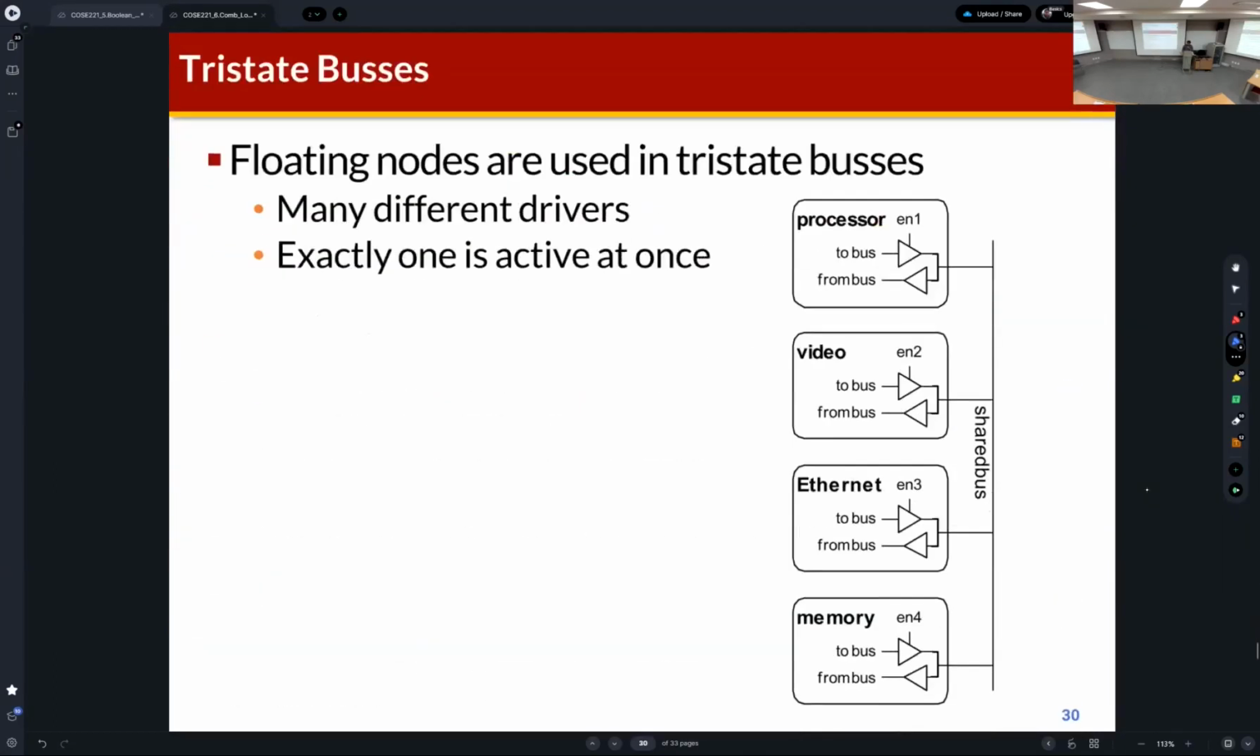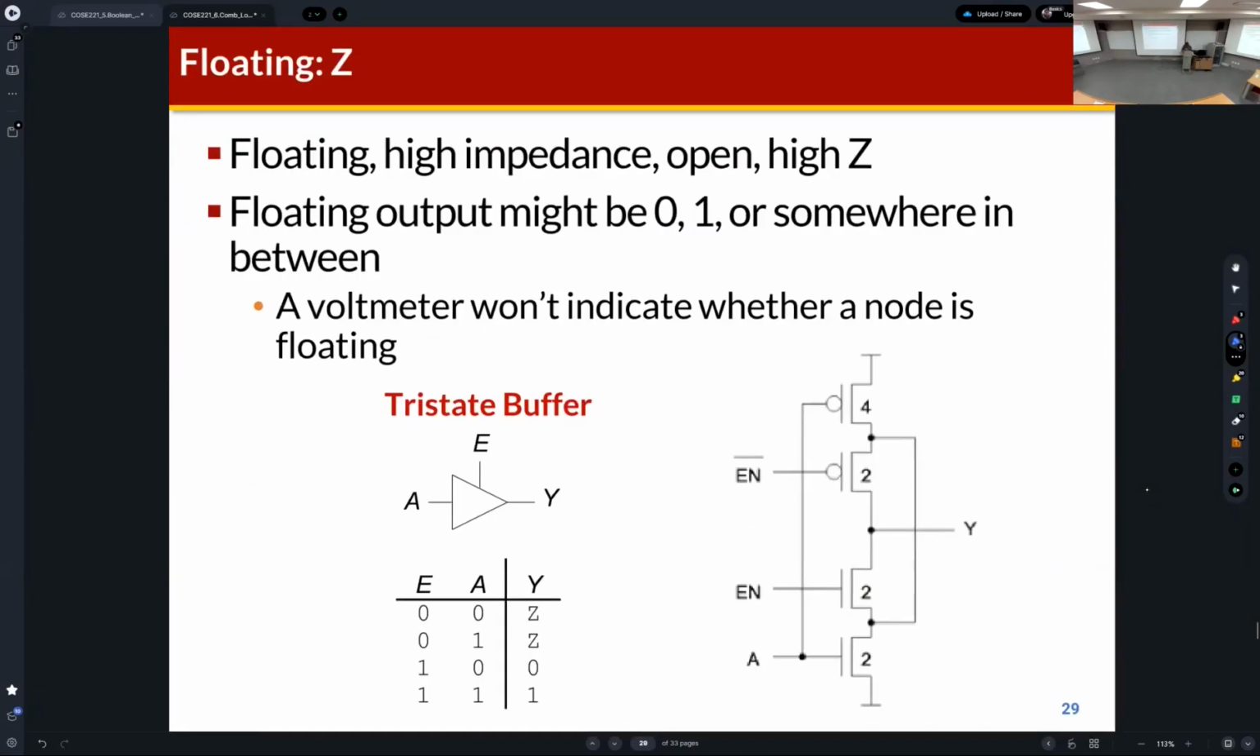And then another value is Z. Z means high impedance. Okay, I need to stop here. I will explain Z next time. Any question?